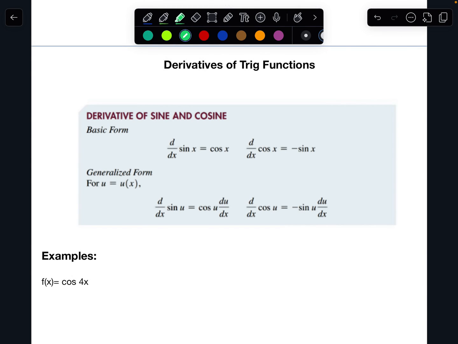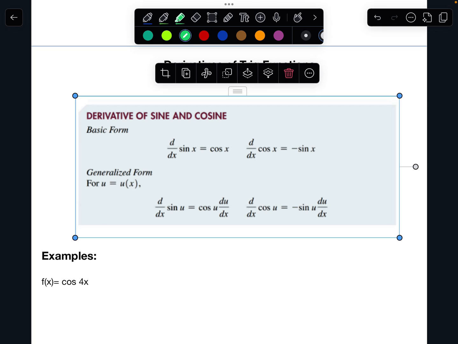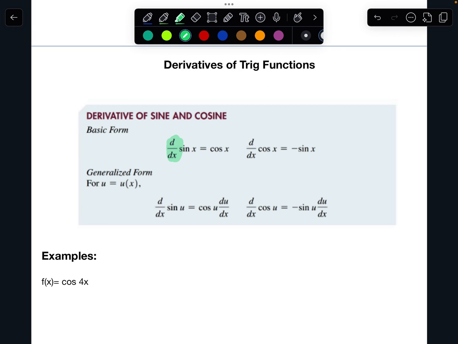For the derivatives of trig functions, we're going to use what we already know to find trig function derivatives. So, the derivative of basic sine x is going to be cosine x, and the basic cosine x derivative is negative sine x.